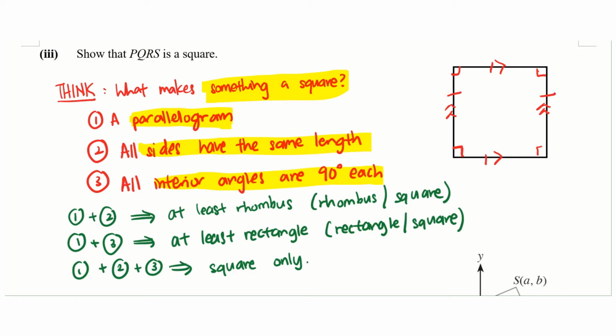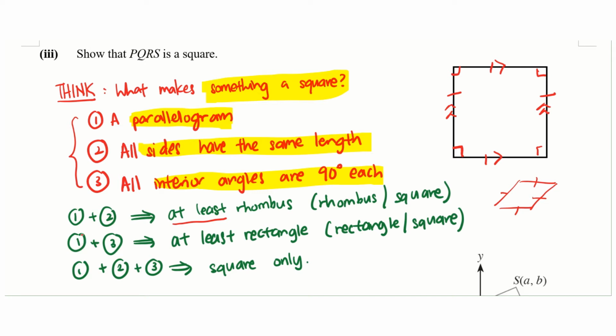Can we miss out on any one of these three properties and yet still conclude it to be a square? The answer is no, because if I were to choose just 1 and 2, it is only sufficient to say that it is at least a rhombus, because a parallelogram whose sides are all the same length is a rhombus. So I can only say that it is either a rhombus or else a square.